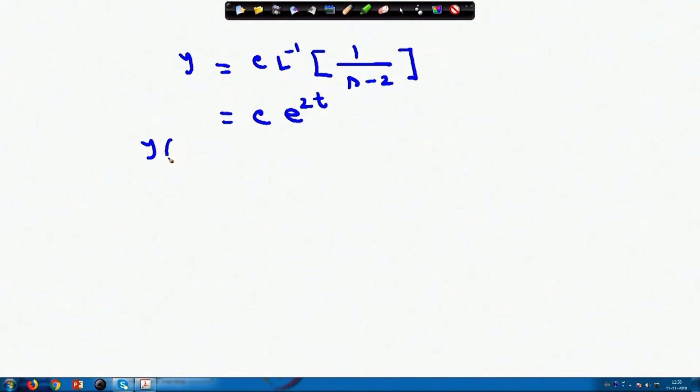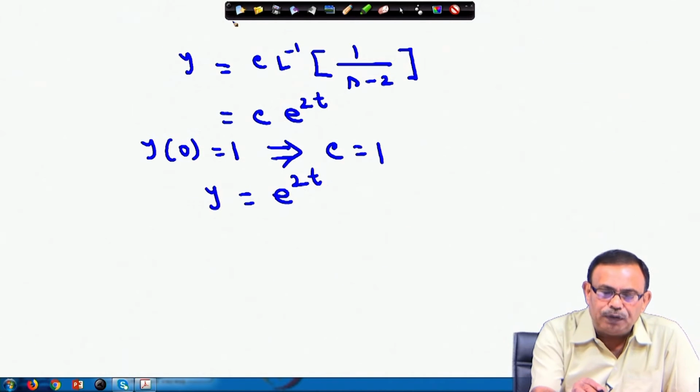Now, I have a condition, that is y 0 equals 1. If I use y 0 equals 1, that is y at t equals 0 is 1, then I will obtain the value of c as 1. So, I will obtain y equals e power 2 t. So, the solution of my equation is now e power 2 t. Please note this. The solution of the given ordinary differential equation is e power 2 t, and I hope it is clear to you now how we find the solution of an ODE with variable coefficients.